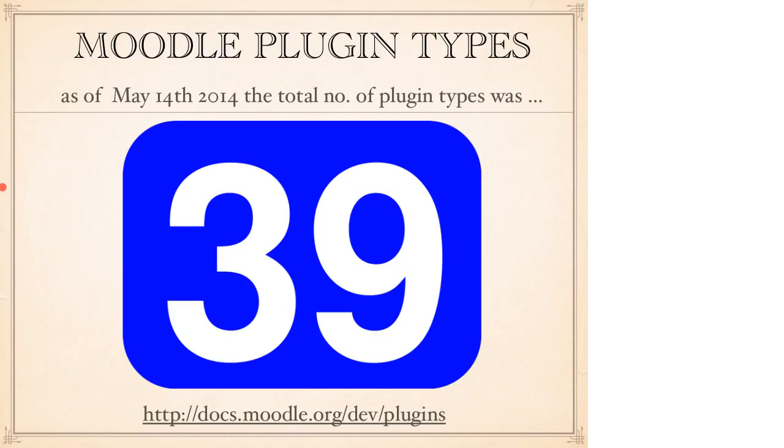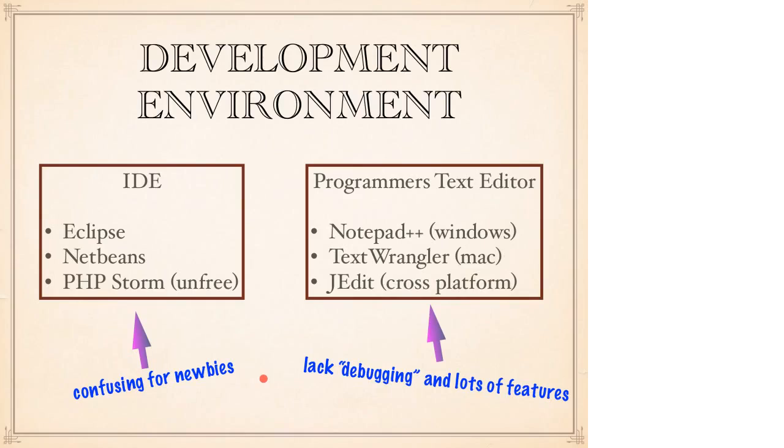I want to talk now a little bit about the development environment. I'll talk a little bit about how I develop, and I'll talk about how other people develop. But there are two main ways you're going to be programming. One of them is within an IDE, and one of them is using a programmer's text editor.